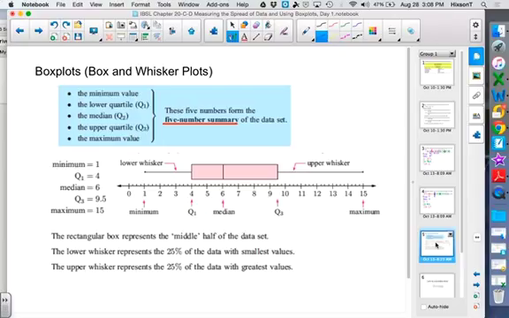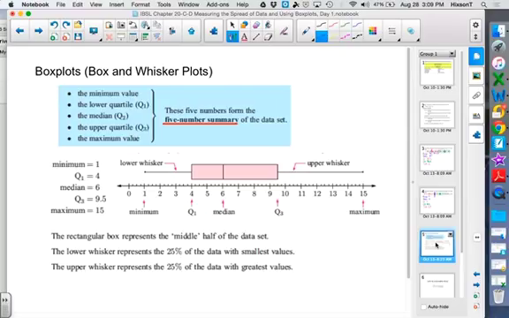One key term, and this is on our vocabulary, is the 5-point summary, or 5-number summary, I should say. The 5-number summary includes the minimum value, the lower quartile, the median, the upper quartile, and the maximum value. Obviously the min and max are easy to identify. It's the lowest and highest points. But those other 3 are what we were just working on identifying.